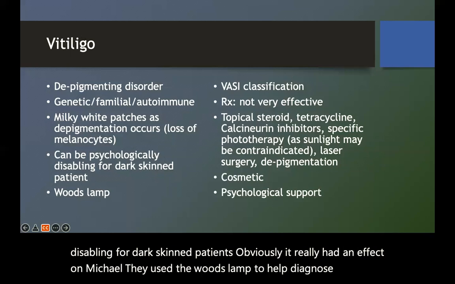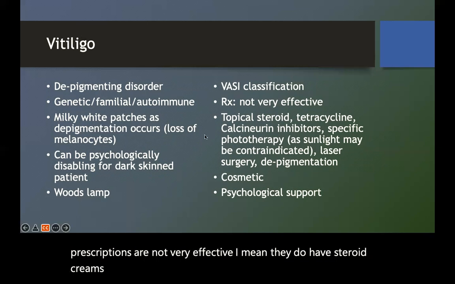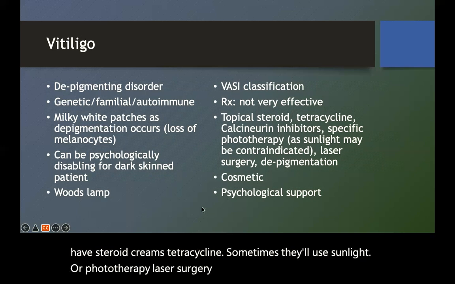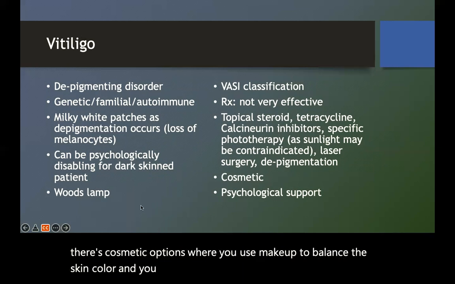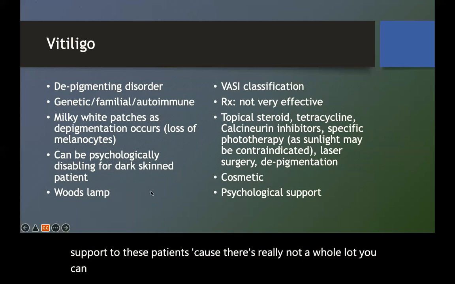Prescriptions are not very effective. I mean, they do have steroid creams, tetracycline. Sometimes they'll use sunlight or phototherapy, laser surgery, or depigmentation. Obviously, there's cosmetic options where you use makeup to balance the skin color. And you definitely want to give a lot of psychological support to these patients, because there's really not a whole lot you can do for them. And it can be extremely noticeable.